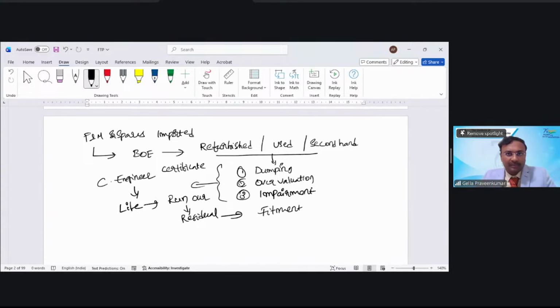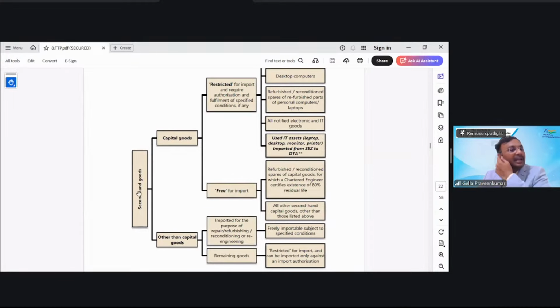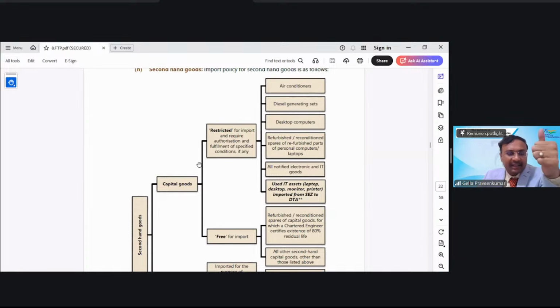Coming back under DGFT, they have mentioned that if you're importing second-hand goods, the import policy for second-hand goods is as follows. In case of second-hand goods which are capital goods, I have restricted capital goods and I have free capital goods. When I say restricted, unless there is an authorization, the goods are not permitted to come into India. So what are those restricted items? Air conditioner, DG set, computers, refurbished, reconditioned spare parts or refurbished parts of personal computer, laptop.